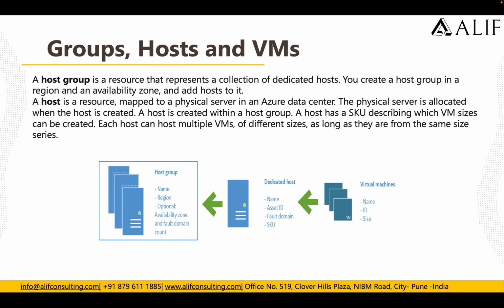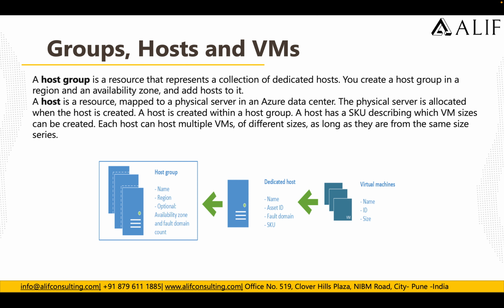First, you have a host group. A host group is a resource that represents a collection of dedicated hosts. You can create a host group in a region and in an availability zone and add hosts into the group. Second is the host. A host is a resource mapped to a physical server in an Azure data center. The physical server is allocated when the host is created. A host is created within the host group.